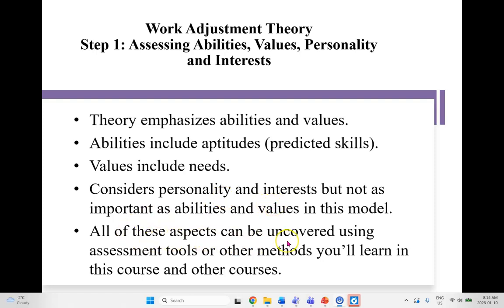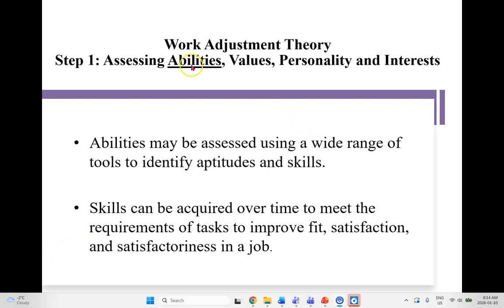But all of these aspects can be uncovered using assessment tools or other methods you'll learn in this course and other courses throughout the program. If we start here by looking at abilities or skills, these may be assessed using a wide range of tools to identify an individual's aptitudes and skills.